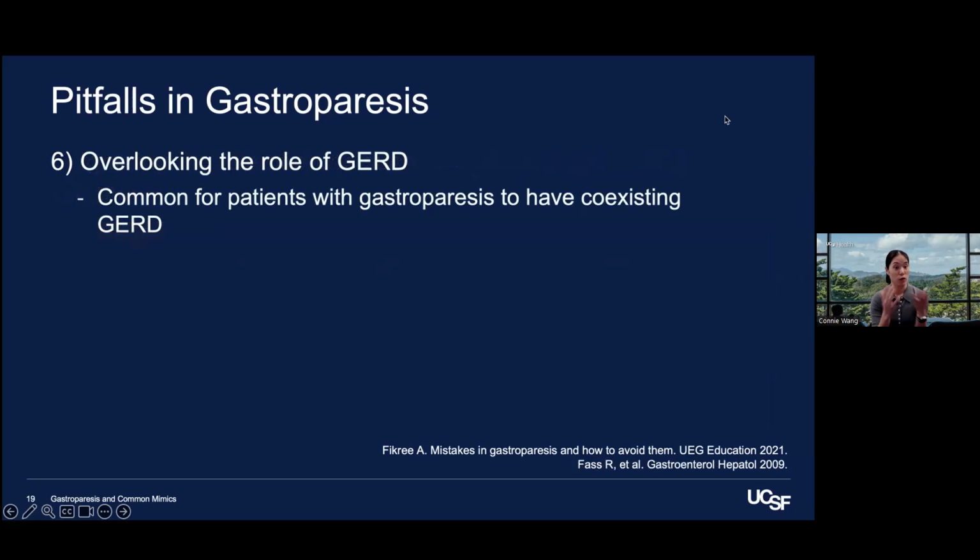So, overlooking the role of GERD. Patients with gastroparesis have a failure of emptying their stomach, and as a result, this leads to increased regurgitation of acidic and non-acidic content into the esophagus. So it's really common for patients with gastroparesis to also have coexisting GERD. Keep in mind that GERD could also be worsening some of their symptoms, in particular regurgitation, nausea, and vomiting, so treat GERD in these patients as well.